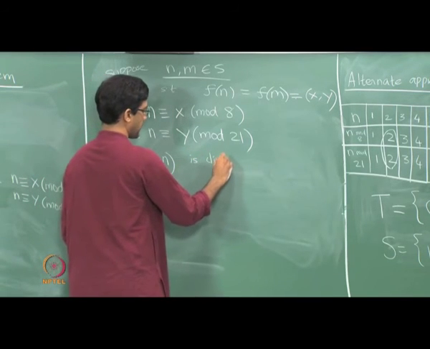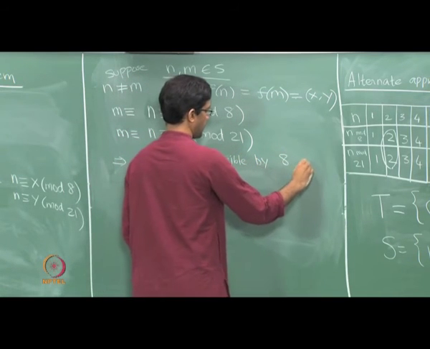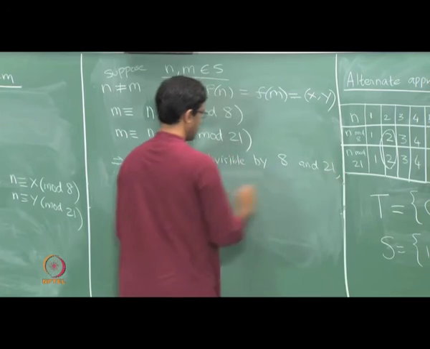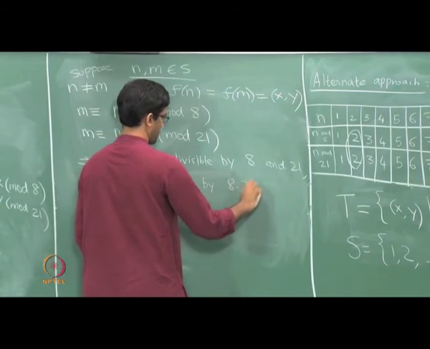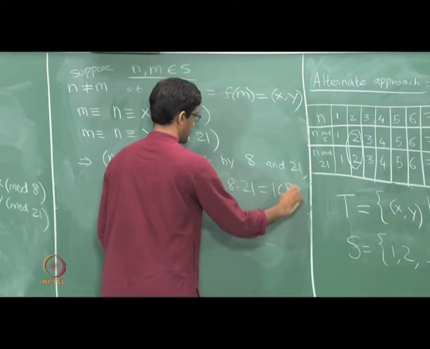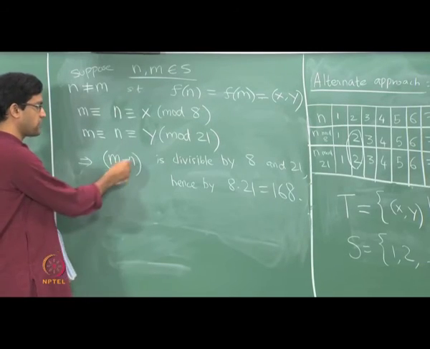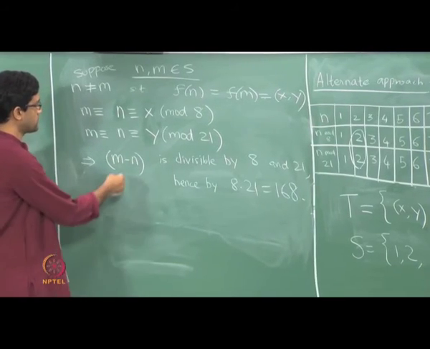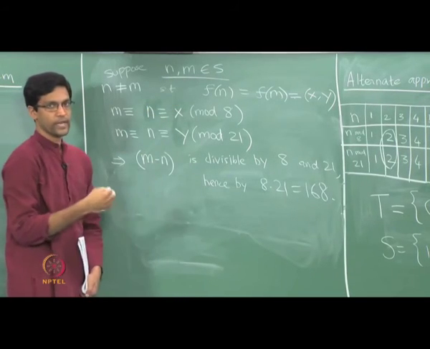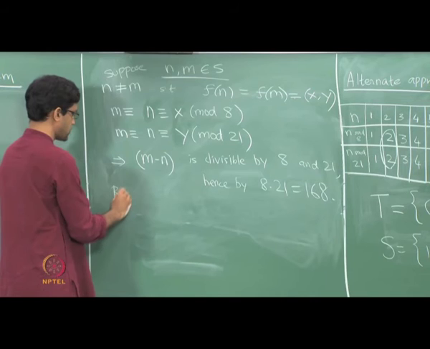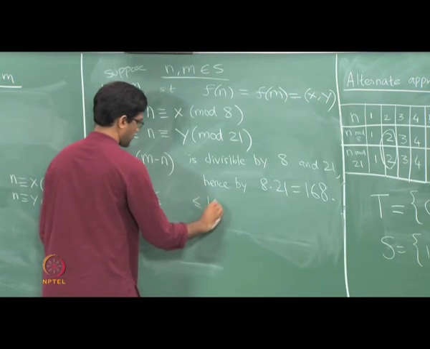So this is divisible by 8 and 21, hence by their product, which is 168. Okay, so we conclude that m and n must in fact differ by a multiple of 168, but observe that cannot happen because n and m to start with were elements of S. Elements of S just means that they are numbers between 1 and 168.